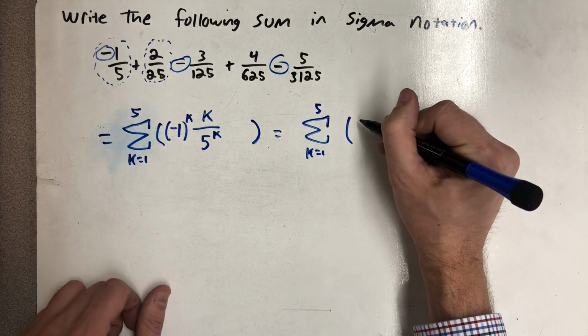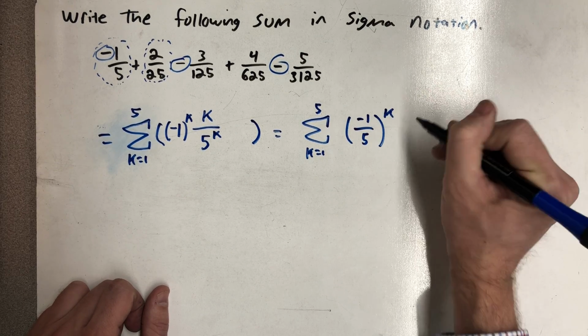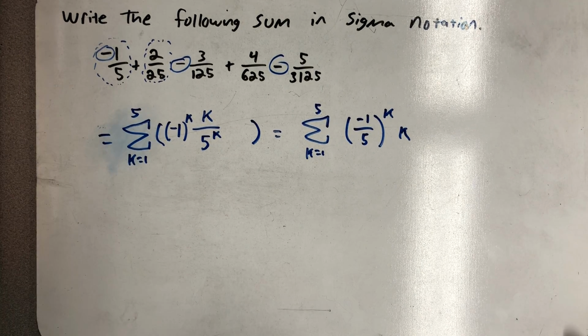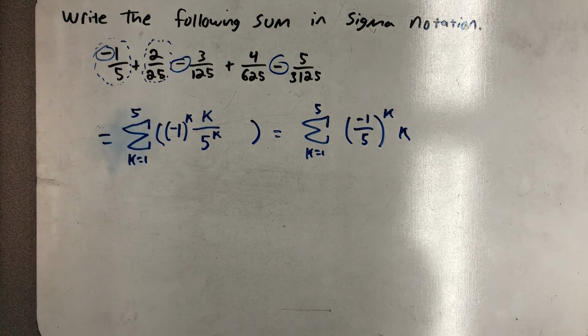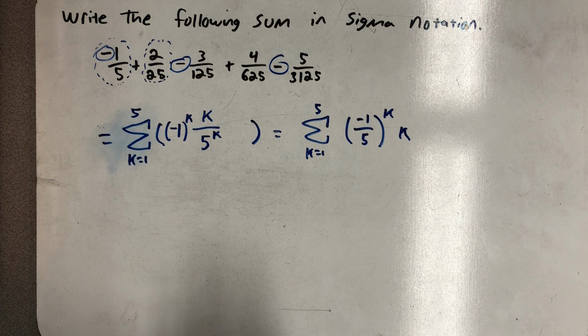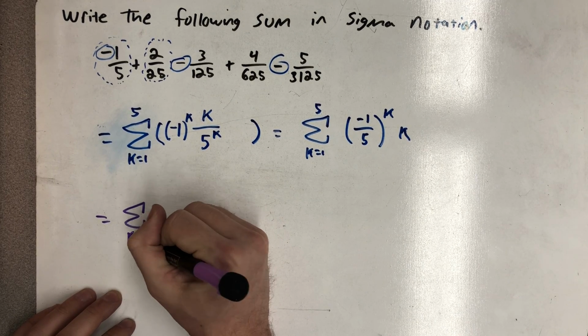But since I have two things raised to the k power, I could write that as (-1/5) all to the k times k. And that's just a little bit nicer, but there was nothing wrong with that. So I thought we'd do this one twice, because I did say that sometimes it's nice to start sums at 0.